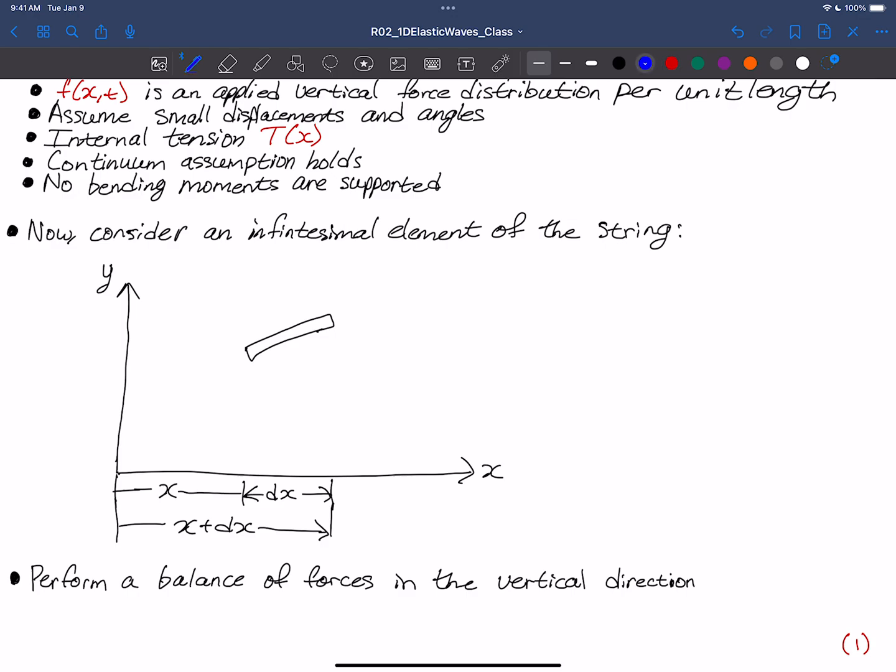Okay, so at the position x, let me try redrawing that. At the position x here, the displacement is v of x comma t. At the other end of the string, we have a displacement of v of x plus dx comma t. I'm sorry, I misspoke there; that should be v of x plus dx comma t. On the right hand side, we're going to have some tension here, which will be T of x pulling on the string. Then on the other side, we'll have a tension T of x plus dx.